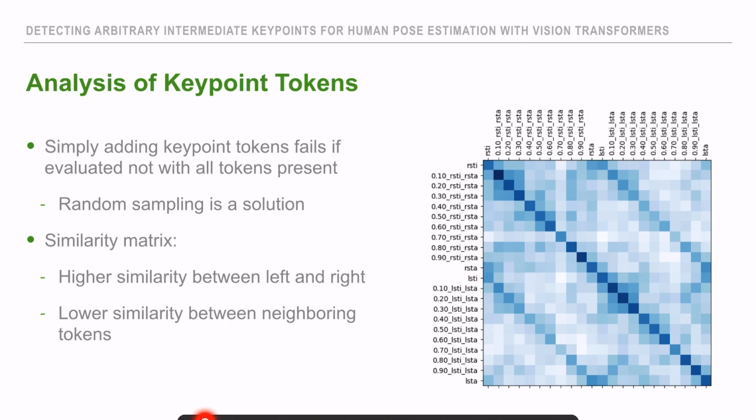These lines here and here show a high similarity between left and right, whereas we would expect a color gradient here and always around the diagonal. Hence, designing tokens to detect arbitrary intermediate key points is impossible.